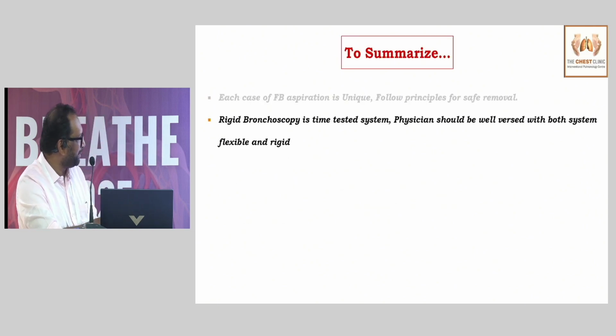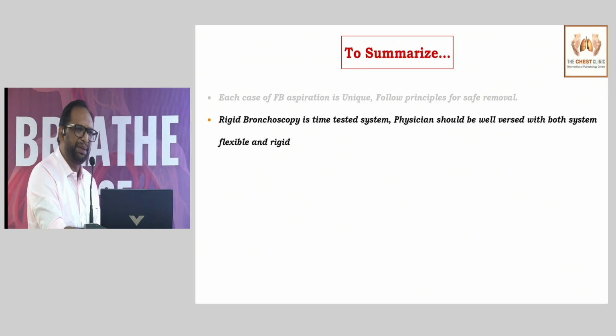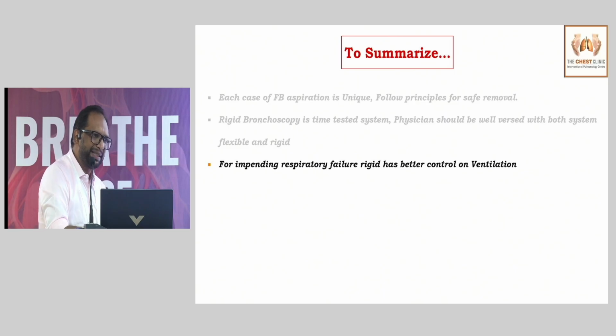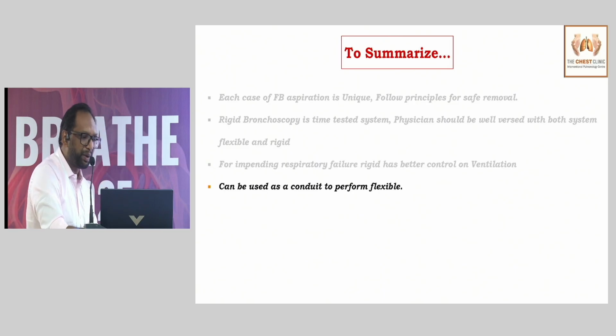I'll just go to summarize. I feel each and every foreign body aspiration is unique, and you should follow a safe removal protocol. Rigid bronchoscopy is a time-tested system. Physicians should be well versed with the rigid bronchoscope. For impending respiratory failure, rigid is superior over flexible. At the same time, rigid can be used as a conduit. You just have to use the same rigid bronchoscope and pass a flexible instrument. You don't have to remove it and put an ET tube to pass your flexible bronchoscope.